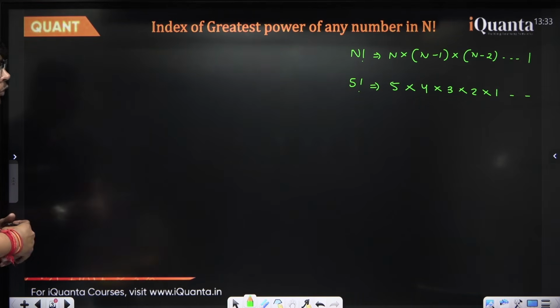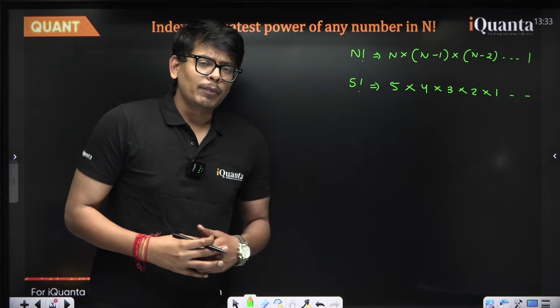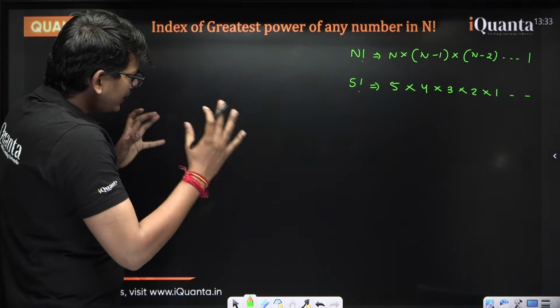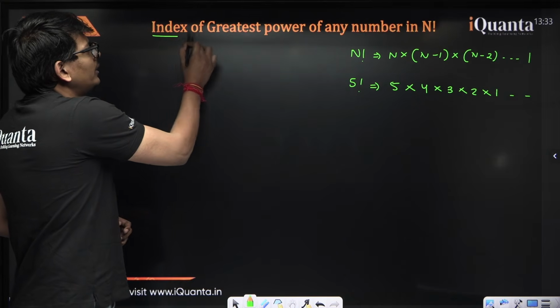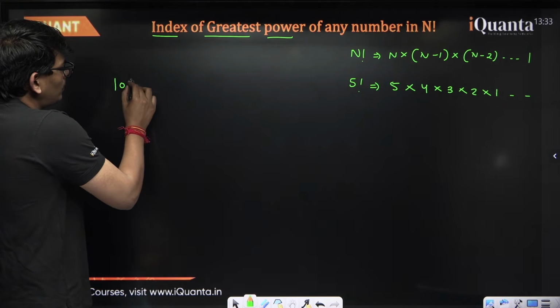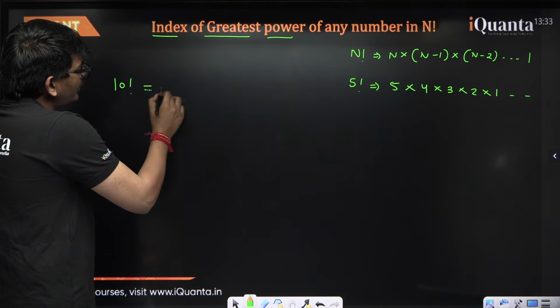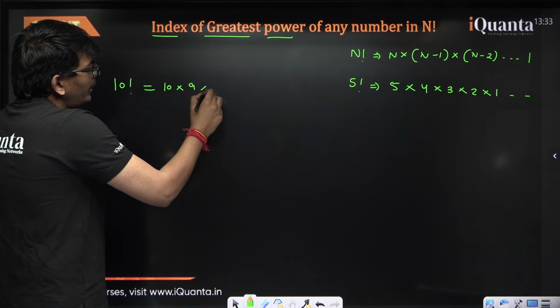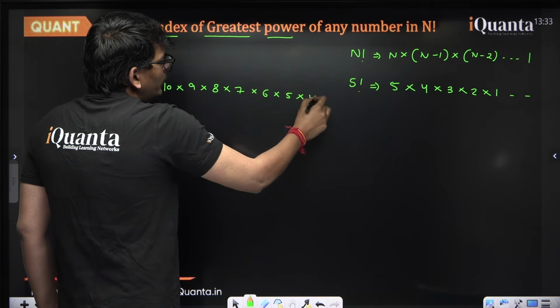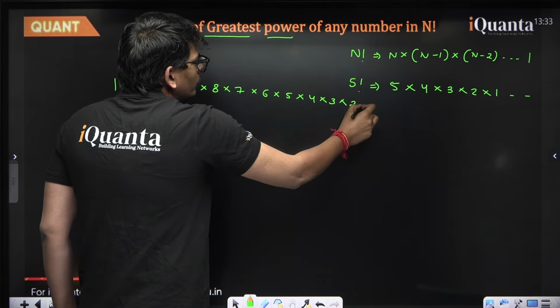Now we have to look for the index of greatest power of any number. So what does it mean? Let's take an example and try to understand the meaning of each and every word. Let's talk about 10 factorial. So 10 factorial is 10 into 9 into 8 into 7 into 6 into 5 into 4 into 3 into 2 into 1.